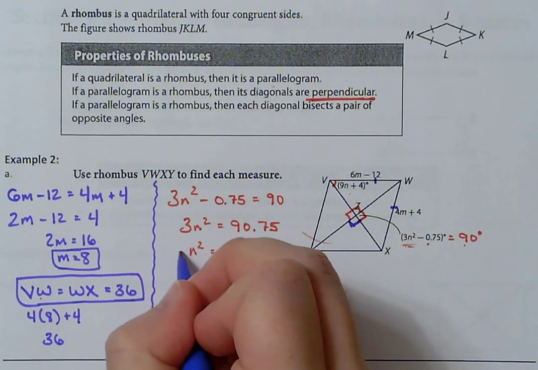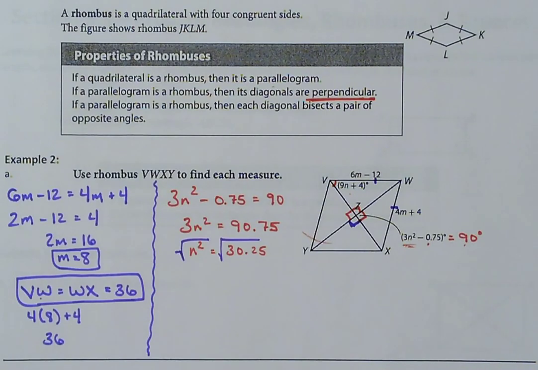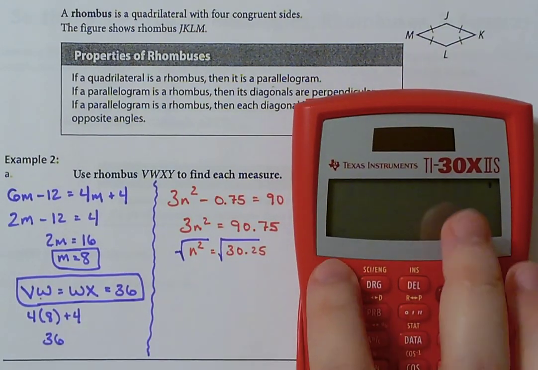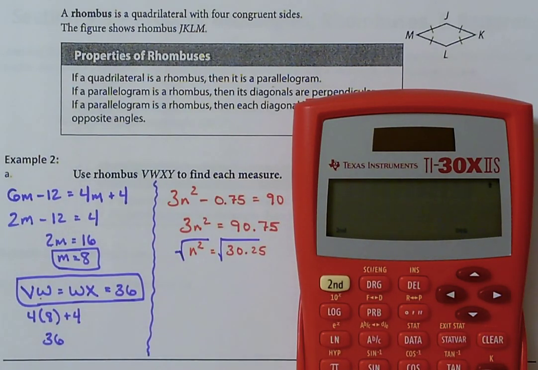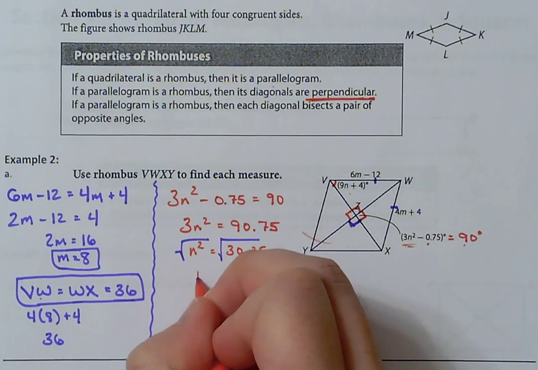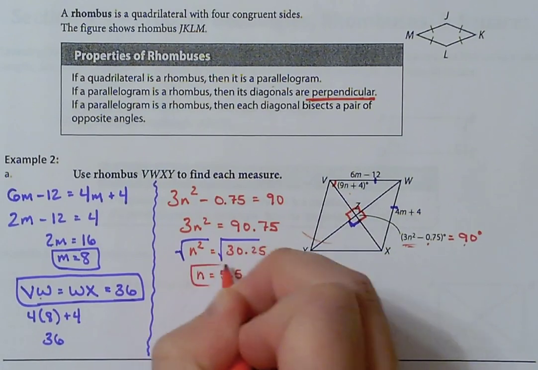From here, to get rid of the square, we're going to take the square root of both sides. So if we take the square root of both sides, we do second x squared, 30.25. We end up with 5.5. So that means n is going to equal 5.5.